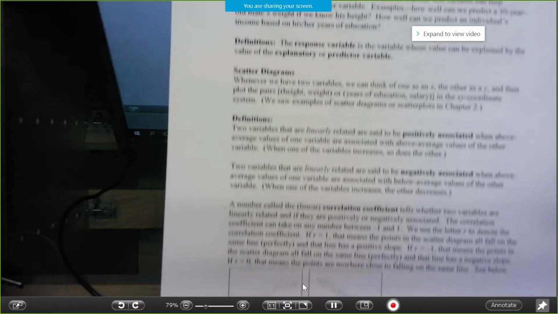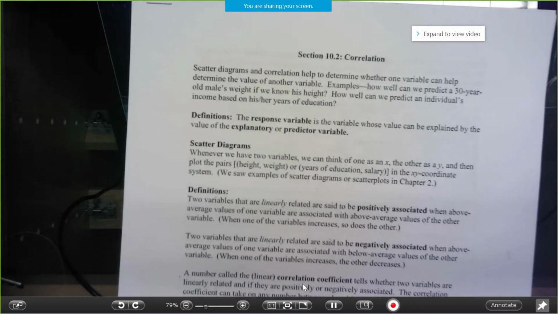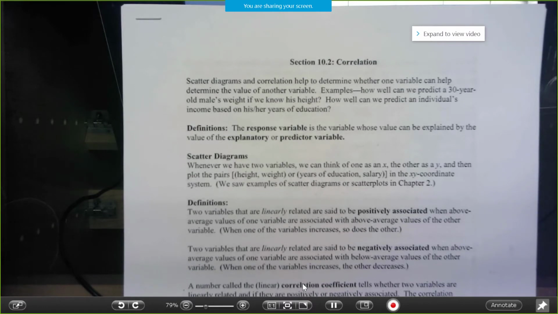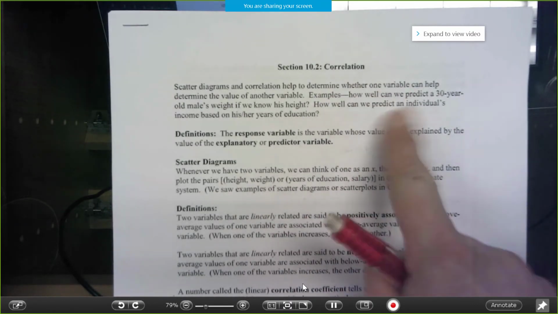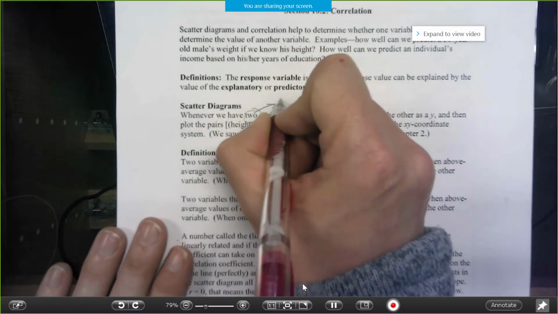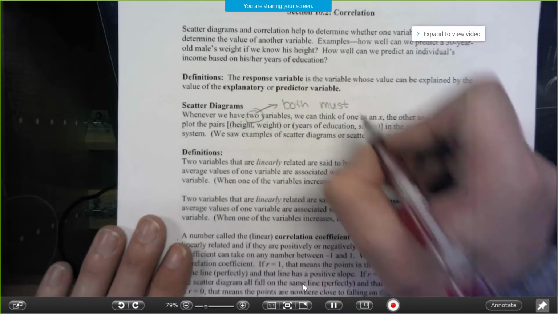All right, so that's it for chapter 8. So we'll just get a tiny bit of a start on 10.2, which deals with correlation. And so here it says scatter diagrams and correlation help to determine whether one variable can help determine the value of another variable. And when we have two variables, they have to both be quantitative. They can't be categorical.